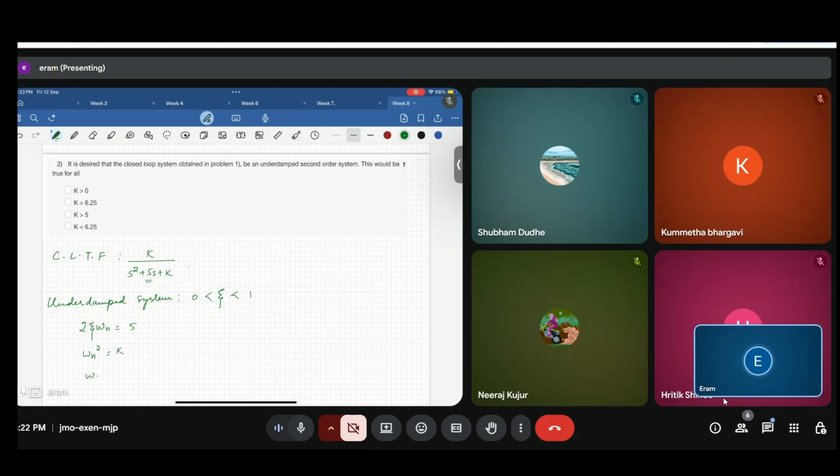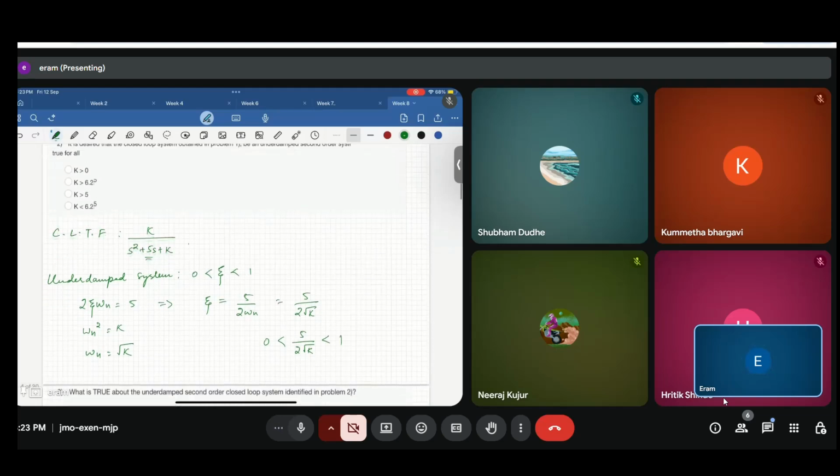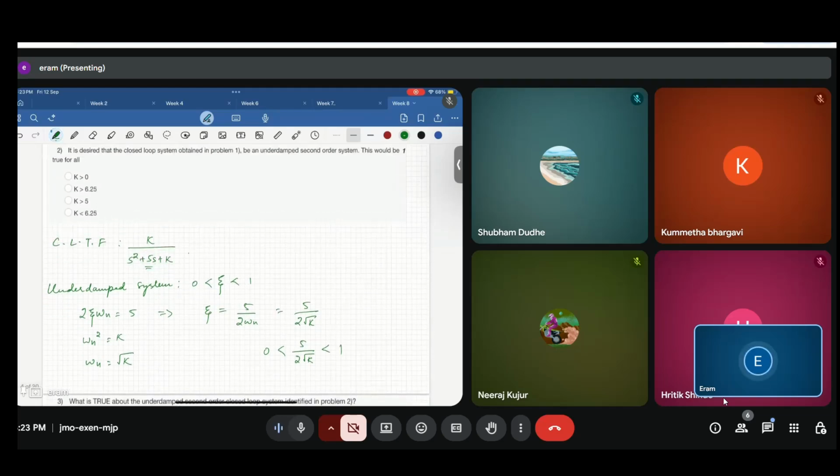So omega n is nothing but under root of k. Then if you calculate zeta, it will be 5 by 2 omega n, which is equal to 5 by 2 under root k, right? And this zeta, which means 5 by 2 under root k, should be between 0 and 1. Then find the range of k.